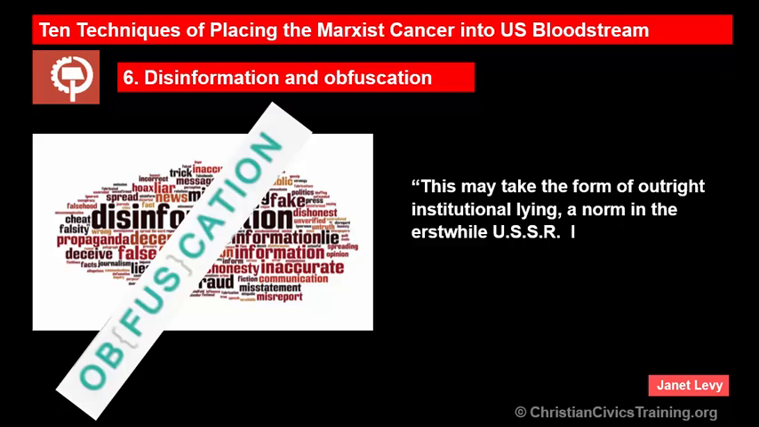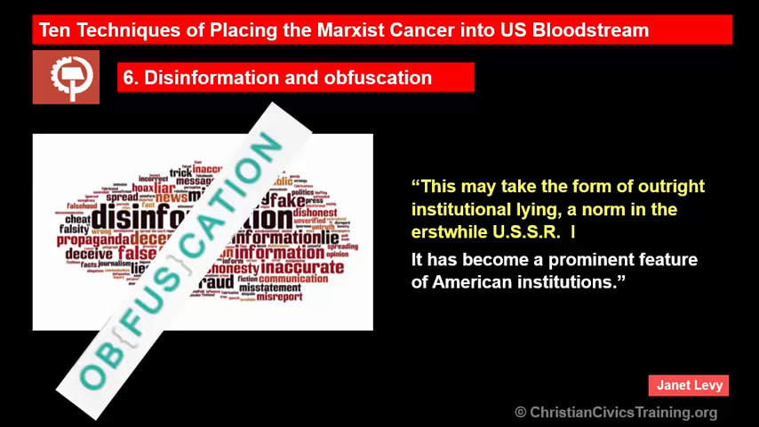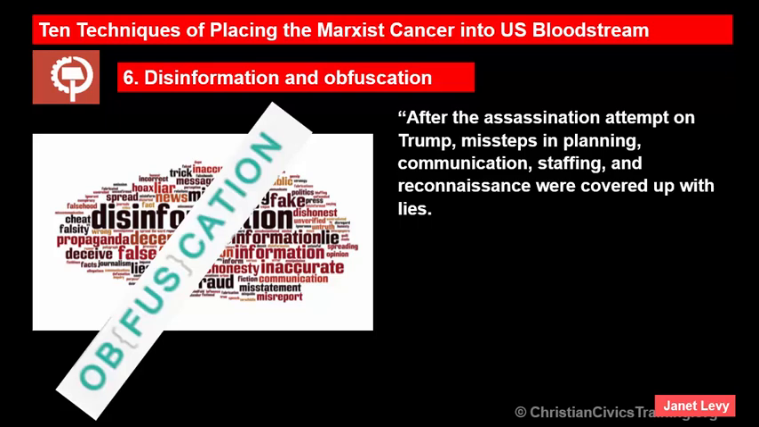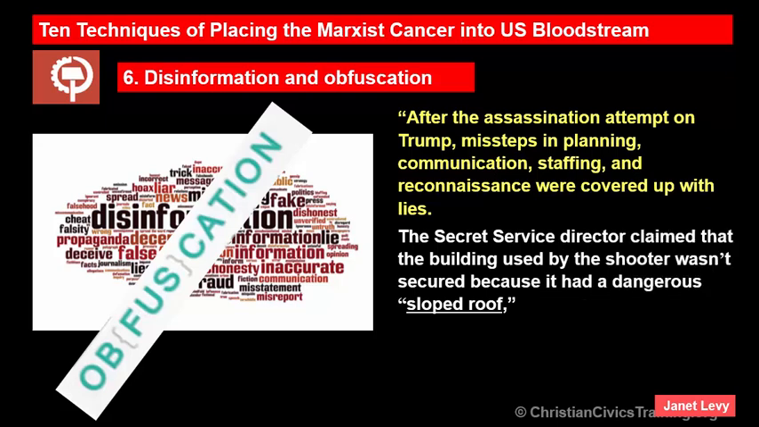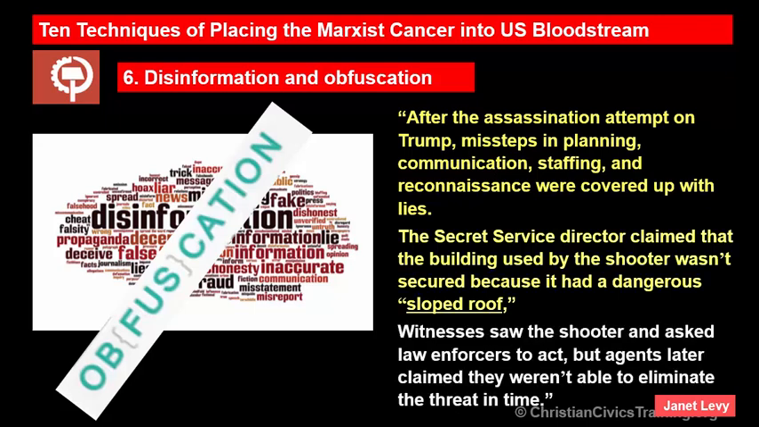This may take the form of outright institutional lying, a norm in the erstwhile USSR. It has become a prominent feature of American institutions. For example, after the assassination attempt on candidate Donald Trump, missteps in planning, communication, staffing, and reconnaissance were covered up with lies. The Secret Service director claimed that the building used by the shooter wasn't secured because it had a dangerous sloped roof. Witnesses saw the shooter and asked law enforcers to act, but agents later claimed they weren't able to eliminate the threat in time.